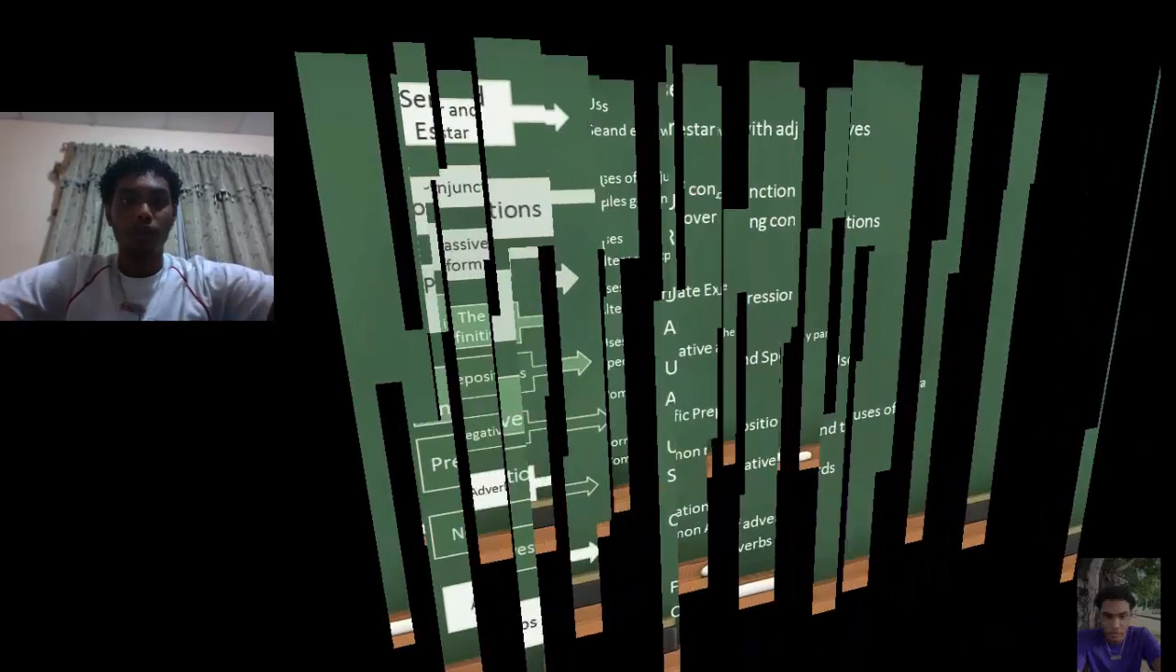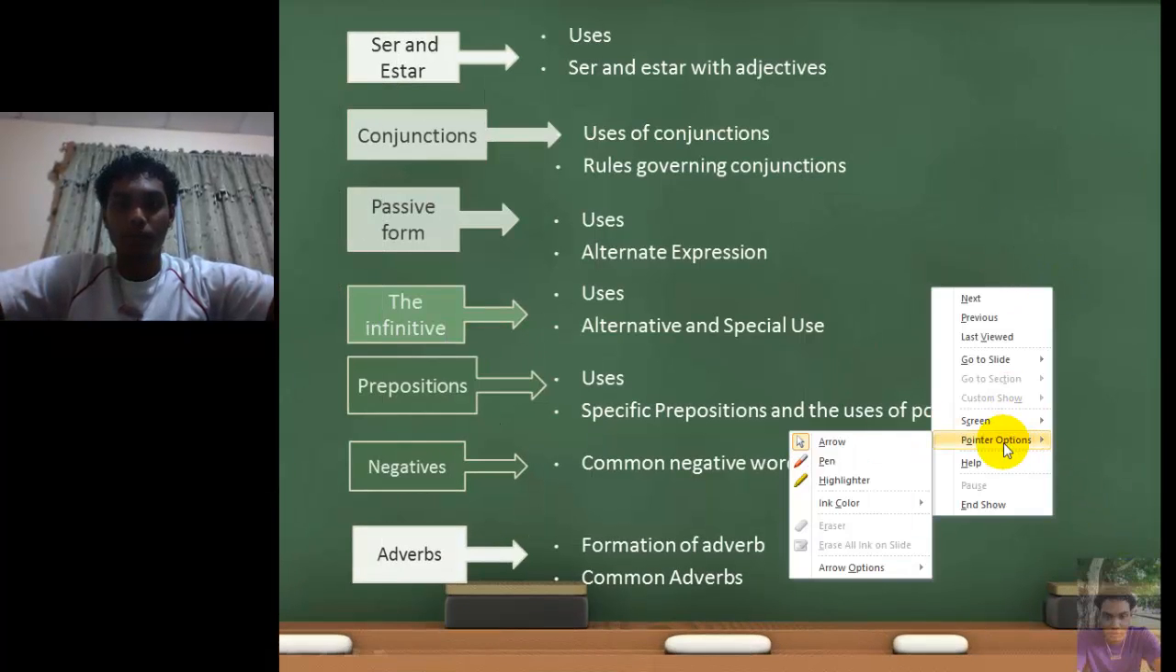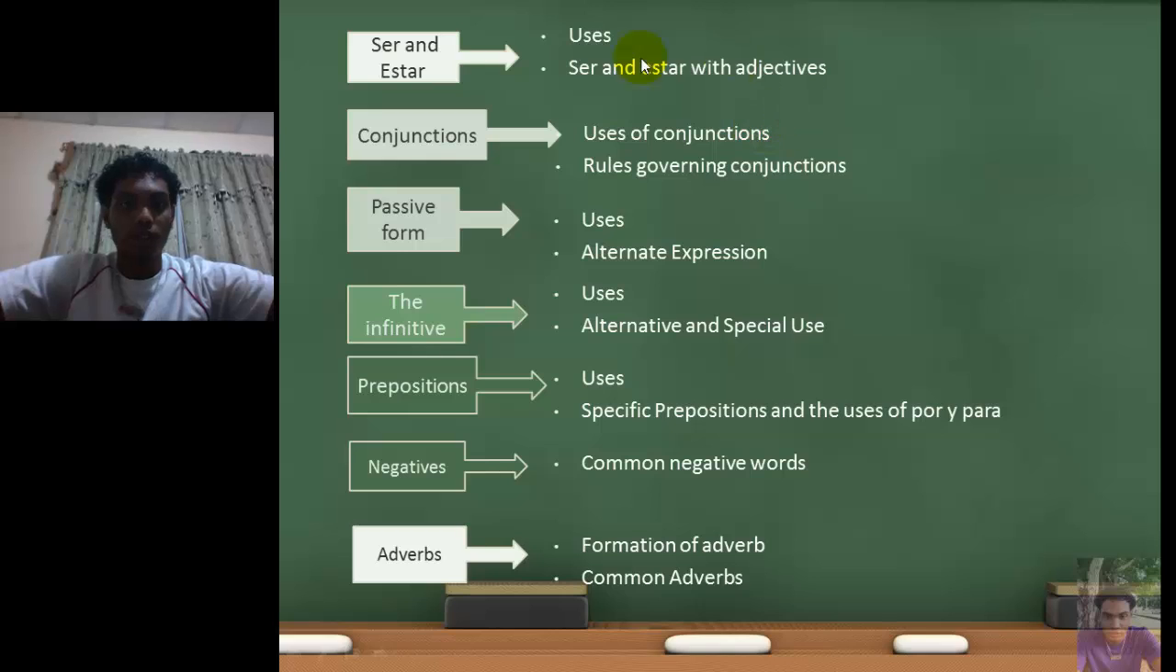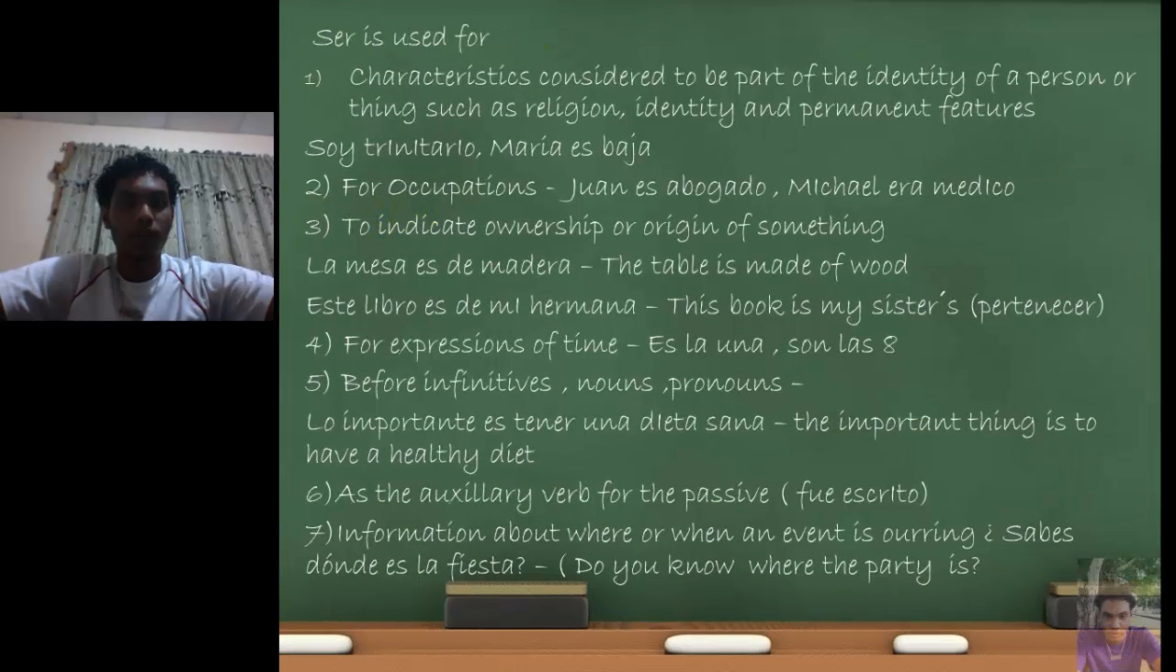Okay, let us begin. These are the topics that I will be discussing in detail, especially adverbs and the passive form. The uses of ser. Ser is used for the following. So, por ejemplo, soy trinitario, or Maria es baja. I'm Trinidadian, or Maria is short.